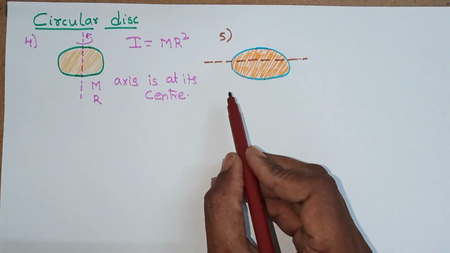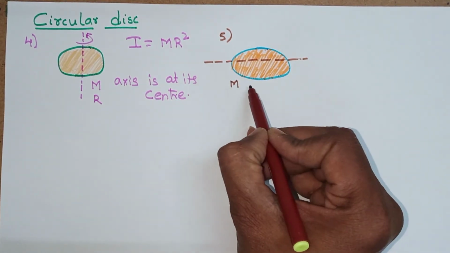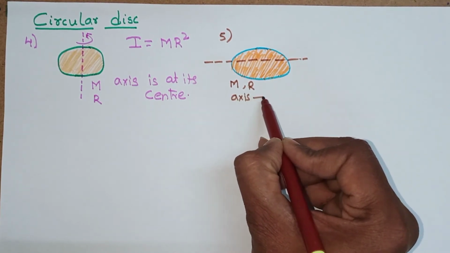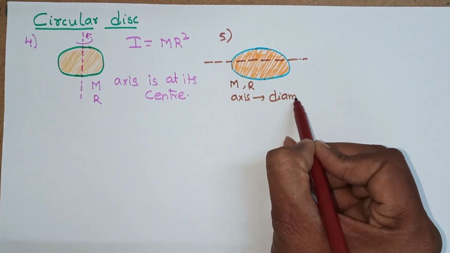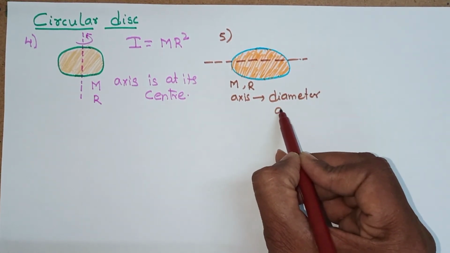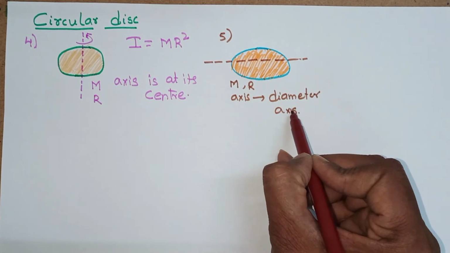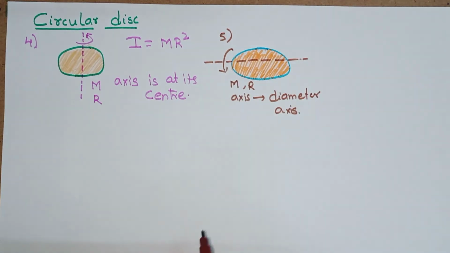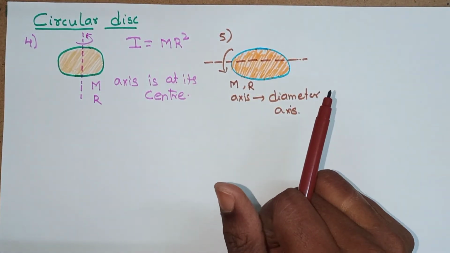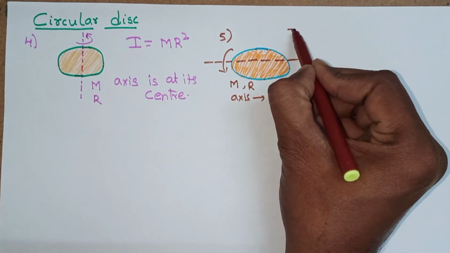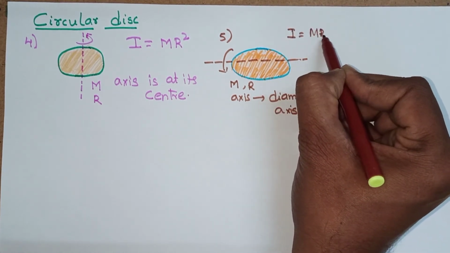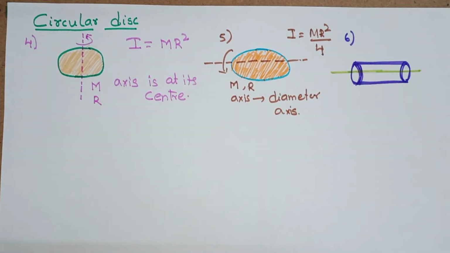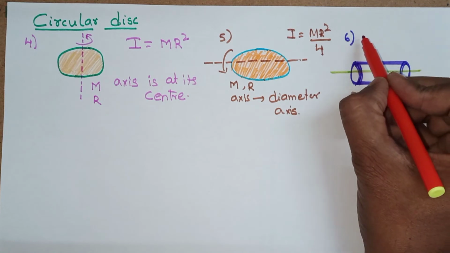Now this is again a circular disc having mass m and radius r. The axis is the diameter axis. Along this diameter axis it is being rotated like this around that. Now what is the moment of inertia? Moment of inertia is m r square by 4. Now this is called a hollow cylinder.